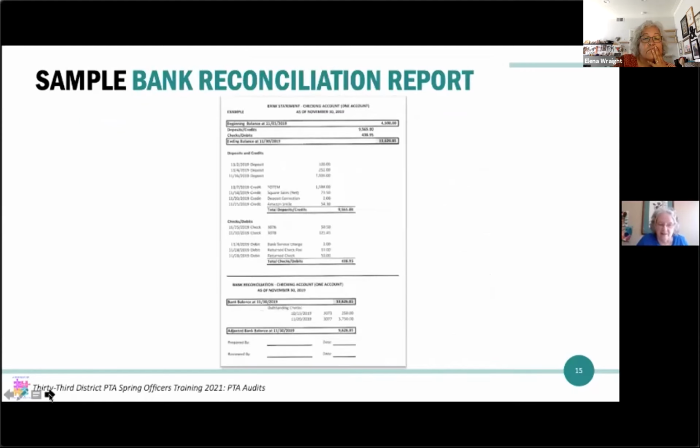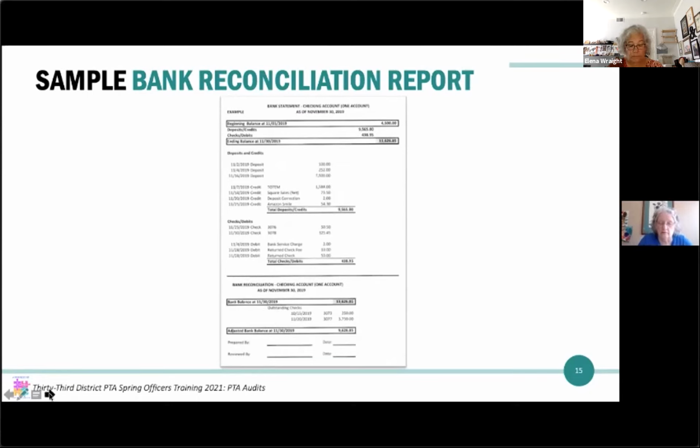Thank you. The bank reconciliation report. So I prepared a bank statement of what it might look like, and then I put the bank reconciliation at the bottom. You'll recall the beginning cash balance of the treasury report was $42.50, but the beginning balance of the bank statement is $4,500.